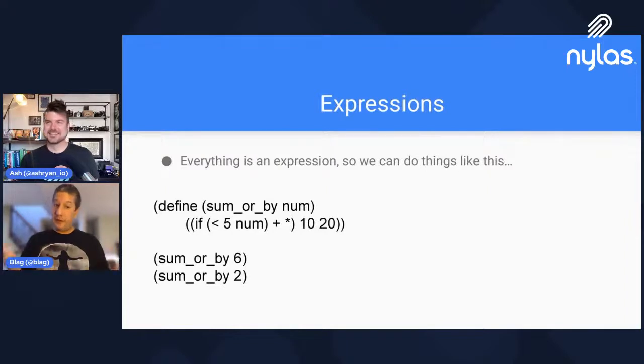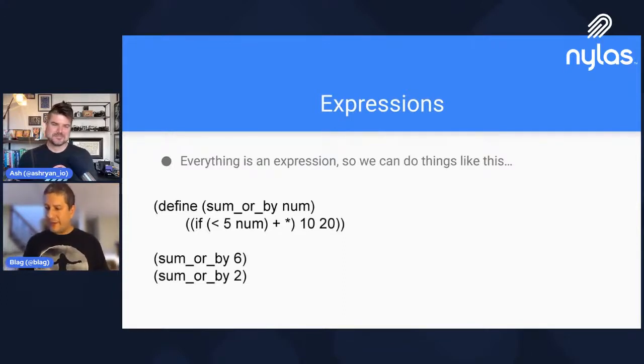Then everything is an expression. And just because we can do this doesn't mean we need to do it, but we can do something like this. So we can define a function, sum or by, and we're going to pass a parameter num. And here we're going to say that if the number is lower than 5, then we're going to grab 10 and 20 and sum them. Otherwise, we want to multiply them. So we can do that. I don't think it's recommended, but we can.